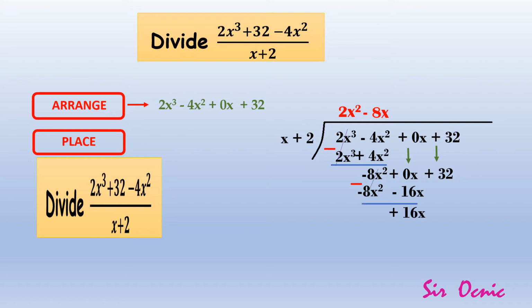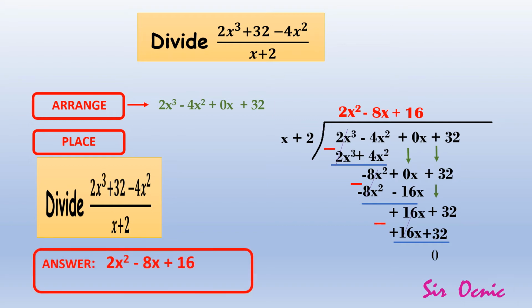Subtract the terms. We will then have positive 16x, then bring down positive 32. 16x divided by x is equal to positive 16. 16 times x equals 16x, and 16 times 2 is equal to 32. Subtract the terms, the answer is equal to 0. Therefore, we don't have any remainder. So the quotient is equal to 2x squared minus 8x plus 16.